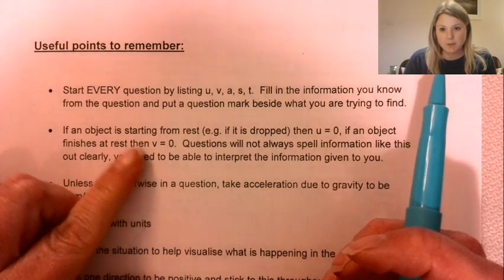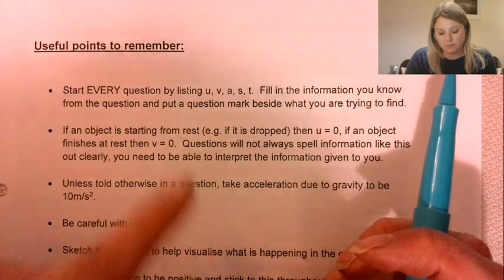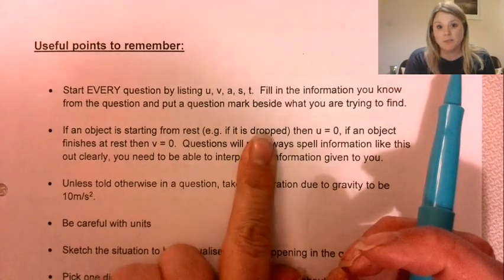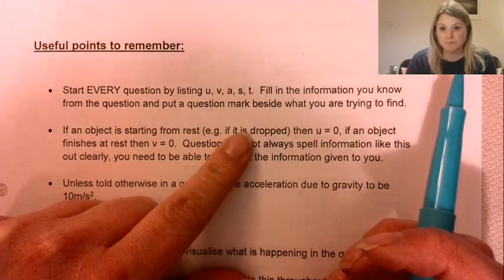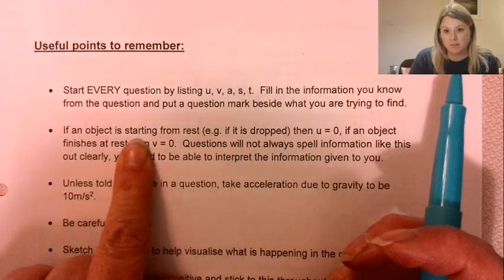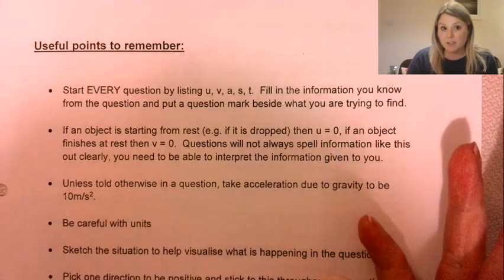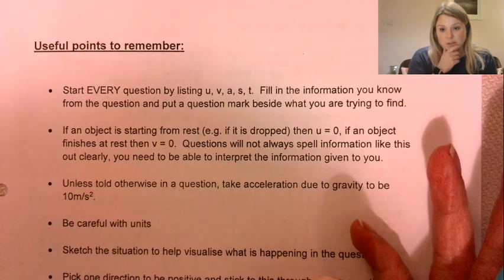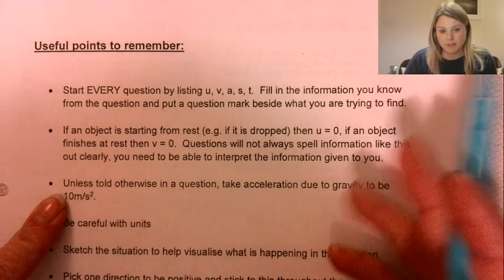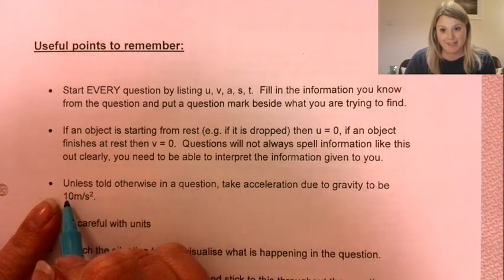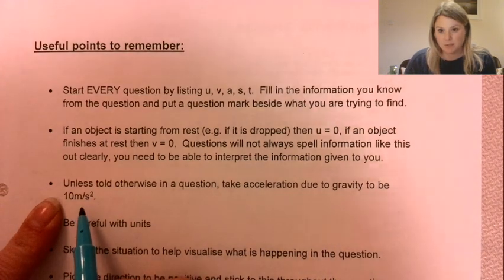Look out for wee things in questions, like if something's starting from rest, that means u is 0. If it's dropped, that means it's starting from rest, and they won't necessarily have said that, but if they say something's dropped, starting speed is 0. If it finishes at rest, then the final speed is 0. Questions won't always spell information like that out. You need to be able to interpret the information in the question. Unless you're told otherwise, take acceleration due to gravity to be 10. Well, if you're on another planet, then it wouldn't be 10, but on Earth, 10 meters per second squared.